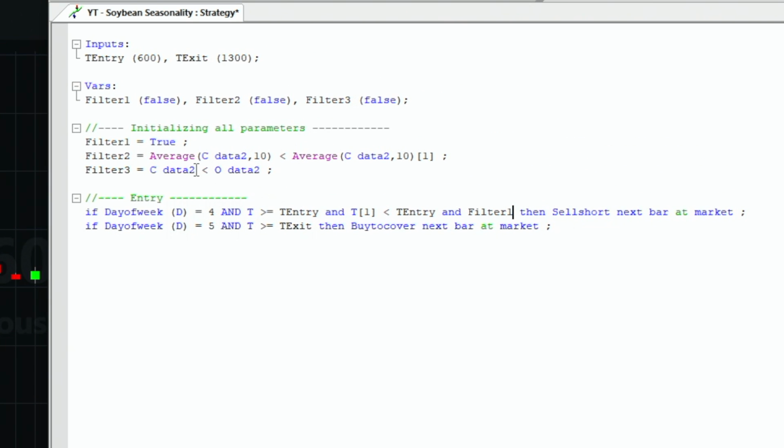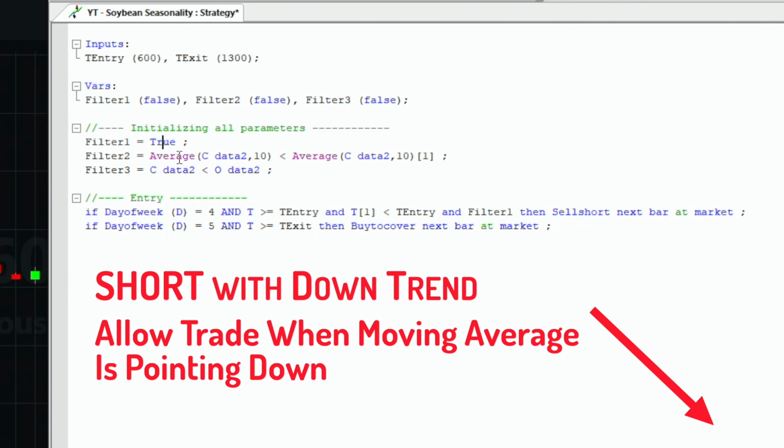So I added very simple filters. The first one is true, so if we add it, that means nothing happens to the strategy. The second one is only the moving average. I'm looking for a trend to go down, so I want to short with the trend.